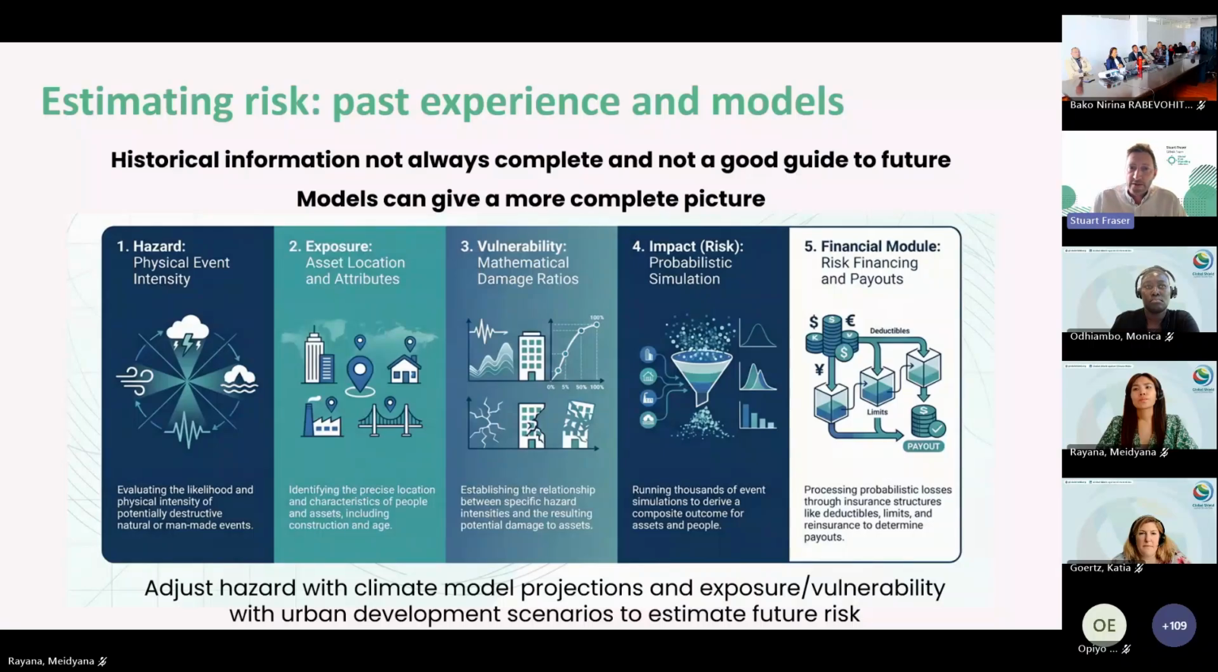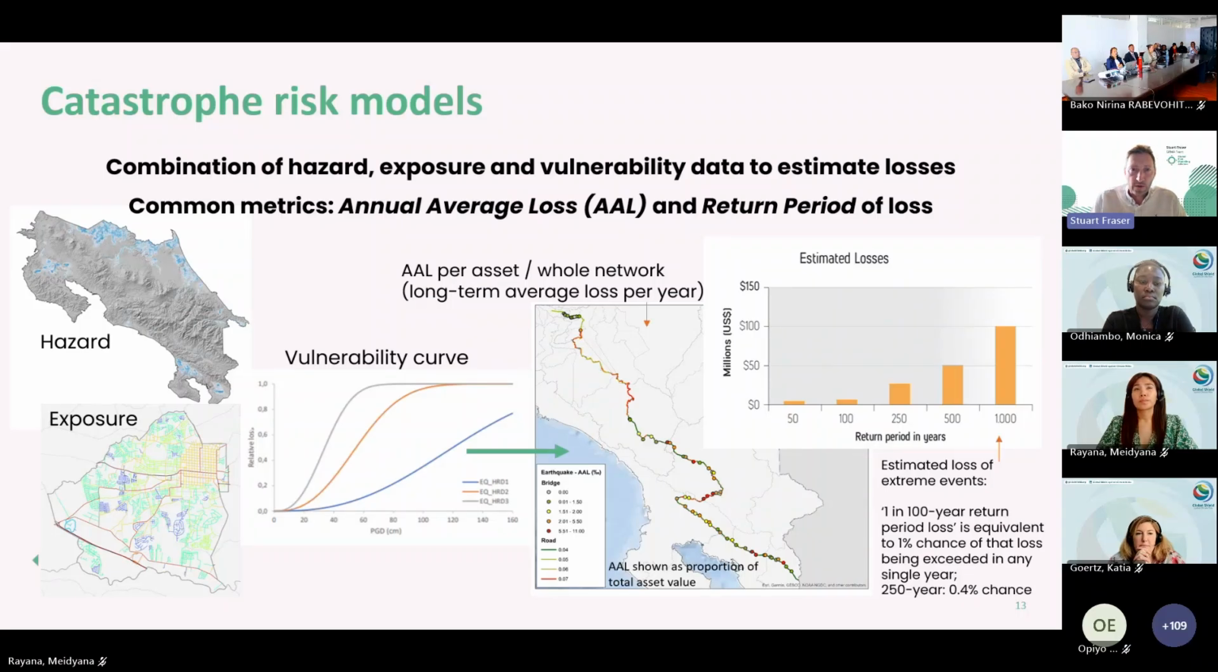We pull that all together in the impact module, looking at the probabilistic simulation of risk. And we run thousands and thousands of events, or tens of thousands of years of possible events, to really get a full distribution of the potential impacts of those events. And we look at the loss from every event, and we can look at the loss for a particular region of a country or set of locations. And we put those outputs through a financial module if we're looking at risk financing, to understand how those losses translate into a sovereign DRFI product, for example, and the effect of different limits and deductibles on the loss.